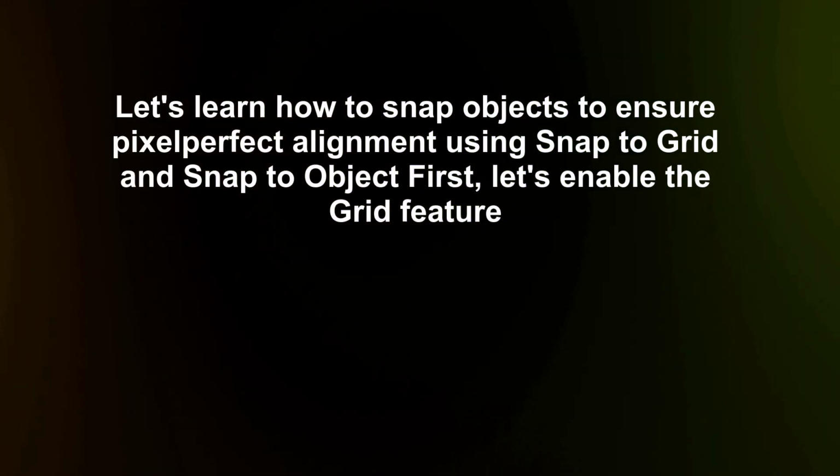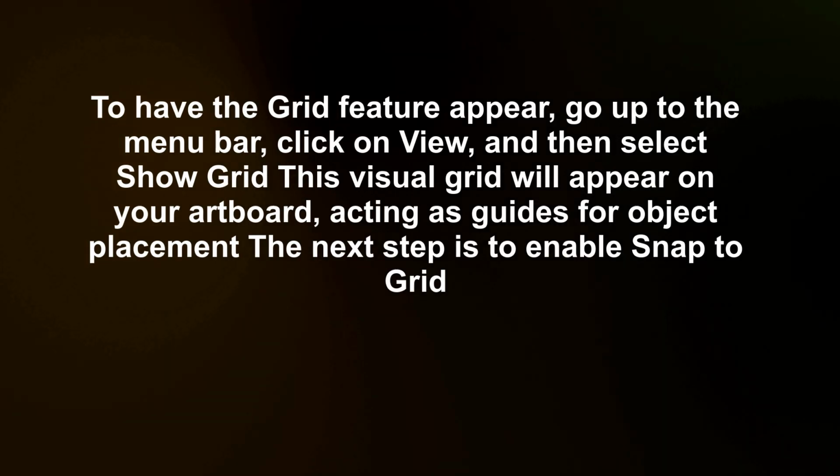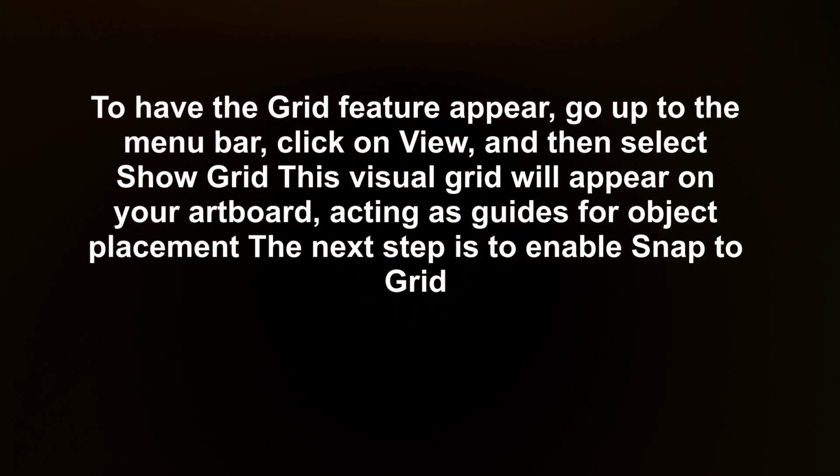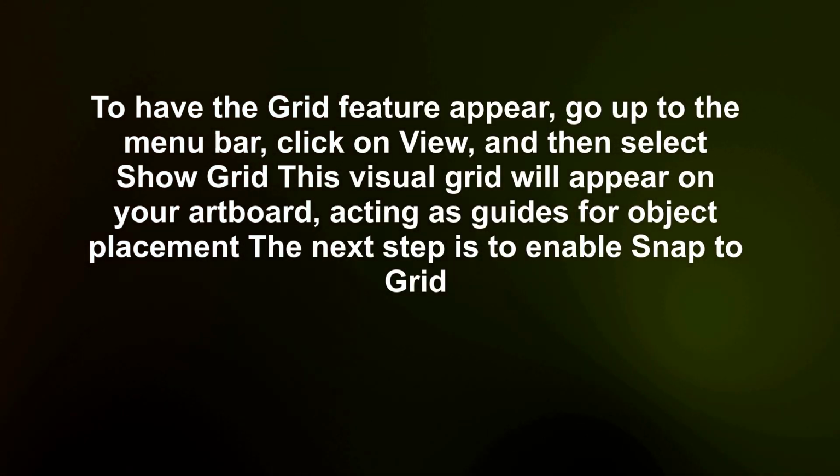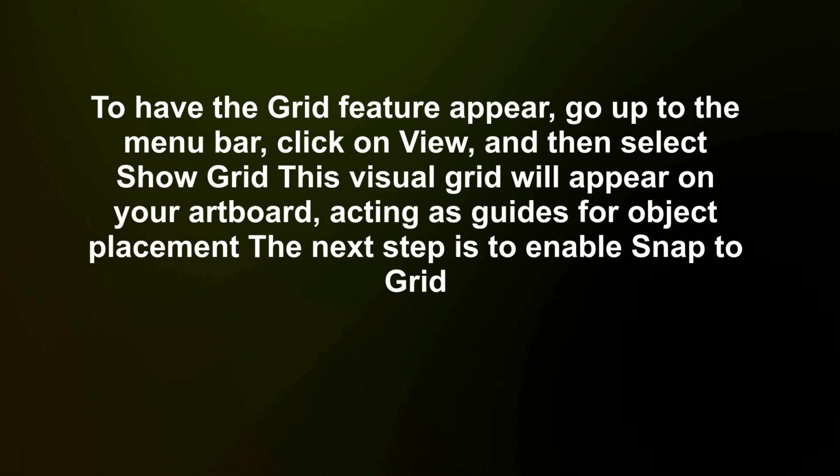First, let's enable the Grid feature. To have the Grid feature appear, go up to the menu bar, click on View, and then select Show Grid. This visual grid will appear on your artboard, acting as guides for object placement.